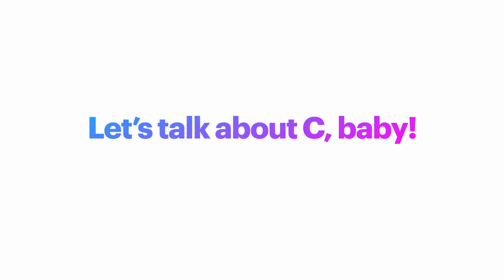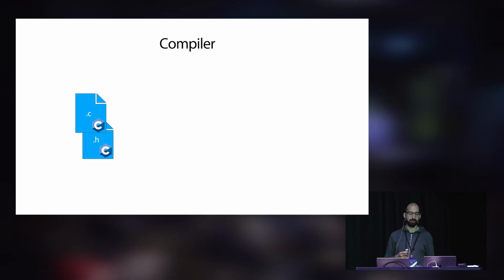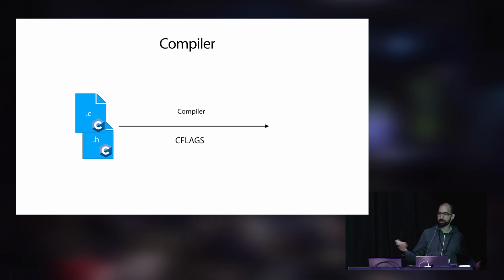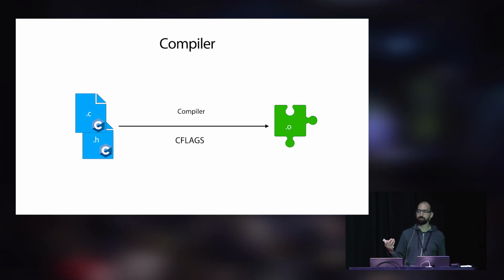So let's talk a little more about C. The C files have two main extensions, C and H, the C files and the header files, that get compiled into object files. We take these files, we have a C compiler that can be configured using the CFLAGS environment variable, and then we generate these object files. You can think of an object file as a puzzle piece. It's not the whole picture, but it's a part of a picture that you cannot really use yet.